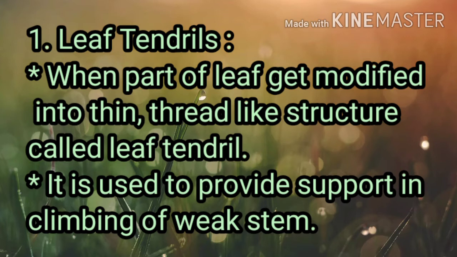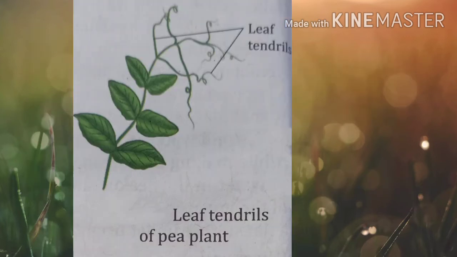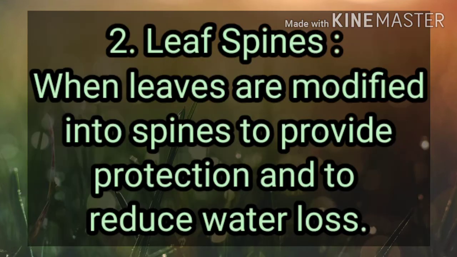The tendril provides suitable support in the climbing of weak stems. They stretch out and coil around any suitable support to help the plant in climbing, for example, in the pea plant.